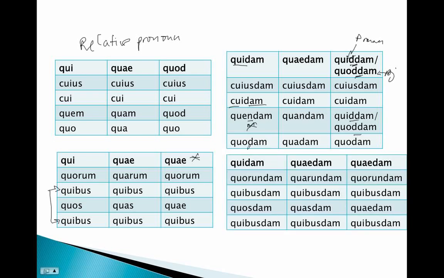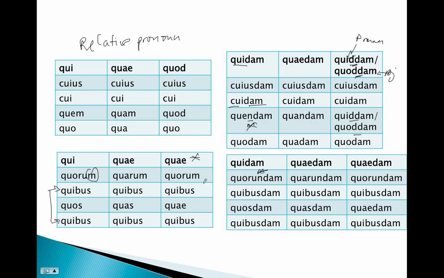And then in the plural, it's exactly as you would expect. Quidam, quaedam, quaedam. The genitive plural, instead of quorumdam, the M here shifts to an N. So quorundam, quarundam, quorundam. Quibusdam, quibusdam, quibusdam. Quosdam, quasdam, quaedam. Quibusdam, quibusdam, quibusdam.